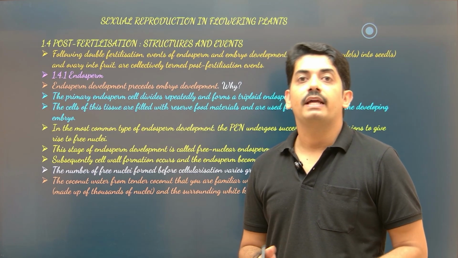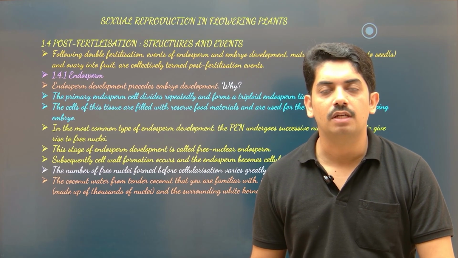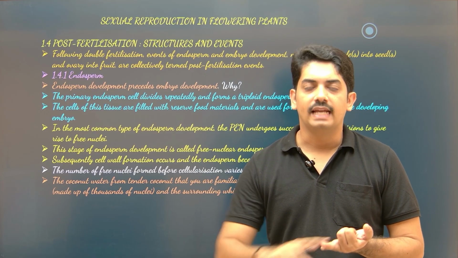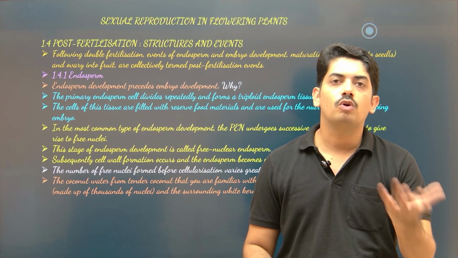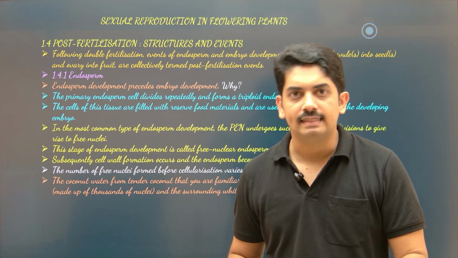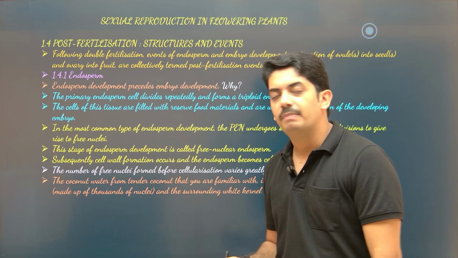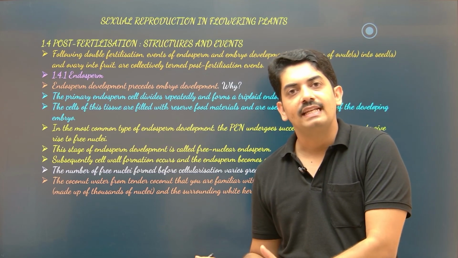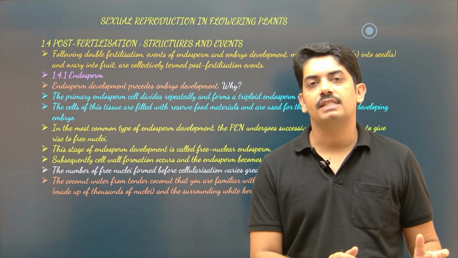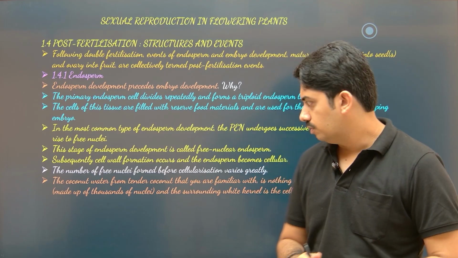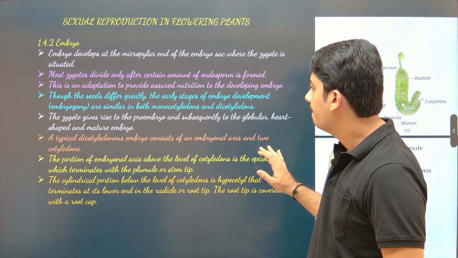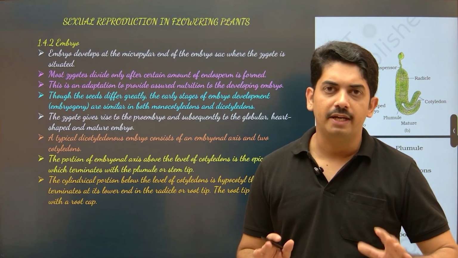Can you tell me some example where endosperm is retained even after the seed formation? The best example is monocot seeds like wheat, rice, coconut, castor, where you observe the endosperm even after the complete embryo development, and in the seeds these endosperms are present. So based on that, we will classify them as albuminous seeds and non-albuminous seeds. Albuminous seeds means endosperm is present. Non-albuminous seeds means endosperm is completely consumed. Okay, so that is about the endosperm.